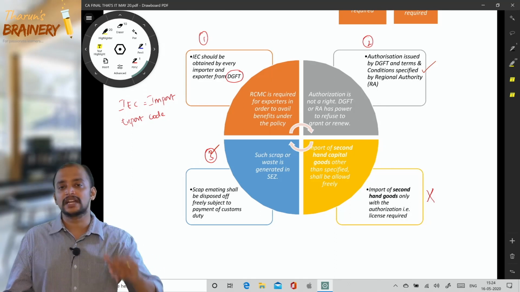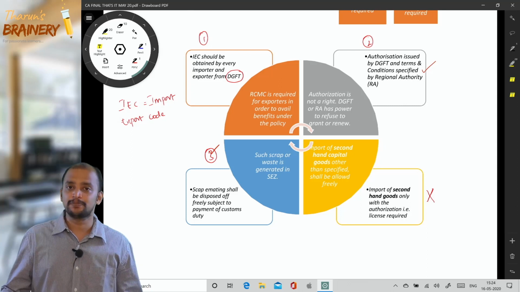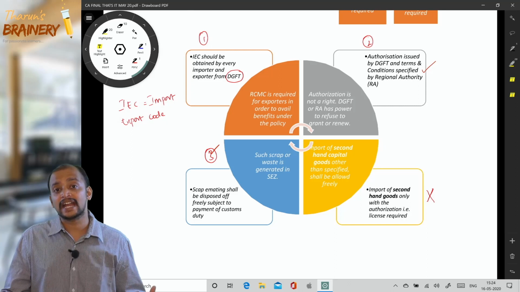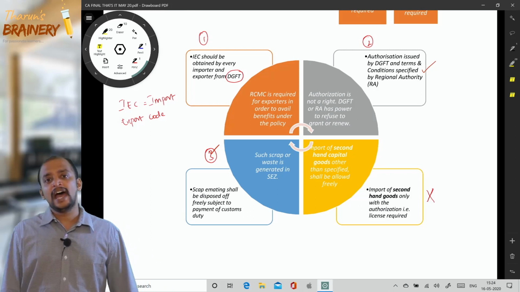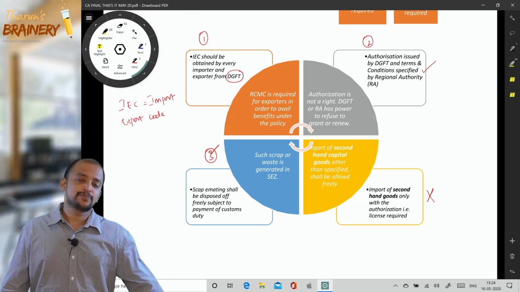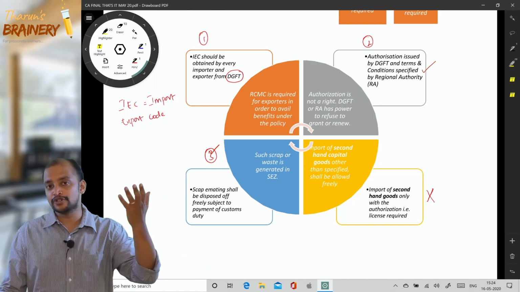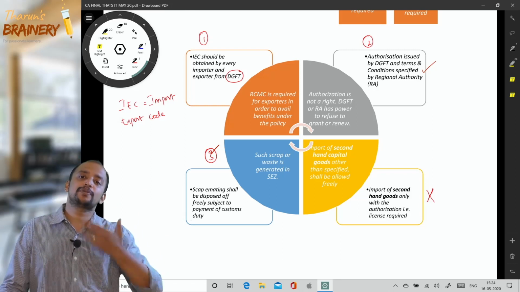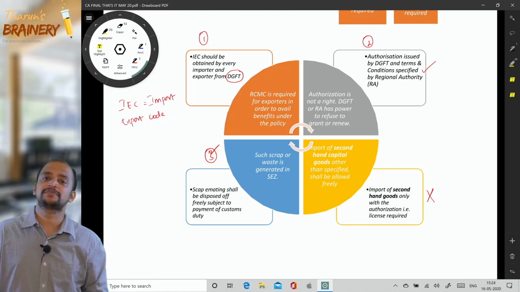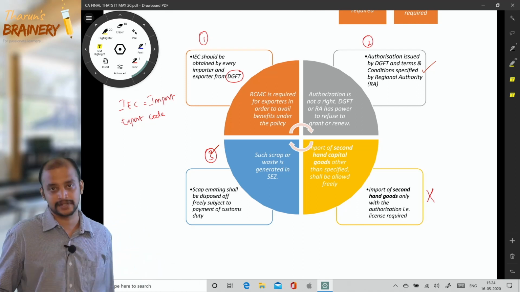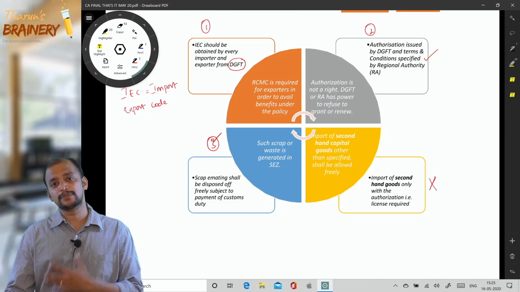Such exporter should register in an Export Promotion Council, and that Export Promotion Council, in his place, when he registers, he will get a certificate called Registration cum Membership Certificate. For example, I am a commodity exporter. Say I am exporting cashew nuts. So there are some commodities, dry fruit council, promotion council. So with the dry fruit export promotion council, I need to go and register myself as a member. I need to get the registration of membership certificate, then only I am eligible for the export incentives. That is, this RCMC is required for exporters in order to avail benefits under this policy.